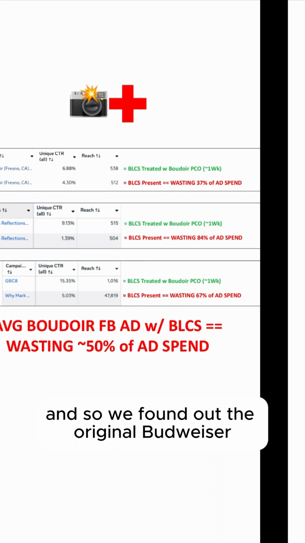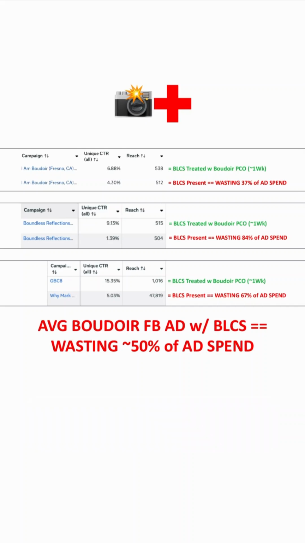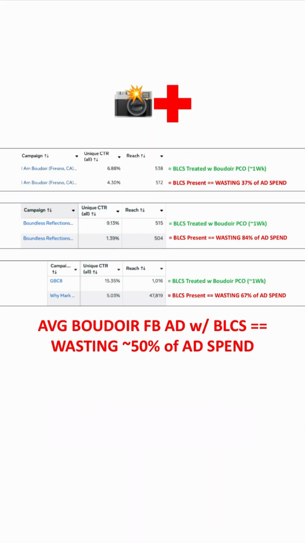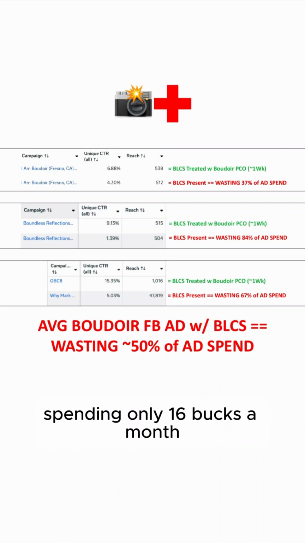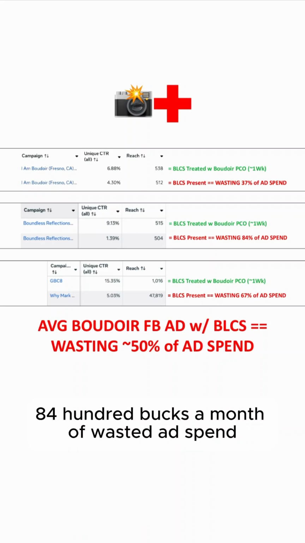And so we found out the original boudoir Facebook ad was wasting 84% of its ad spend. Basically, the original boudoir Facebook ad spent 10 grand a month. Instead of doing that, we can actually do the Boudoir Pico treated ad spending only $1,600 a month. So what are we doing here? Eliminating that $8,400 a month of wasted ad spend, pocketing that.